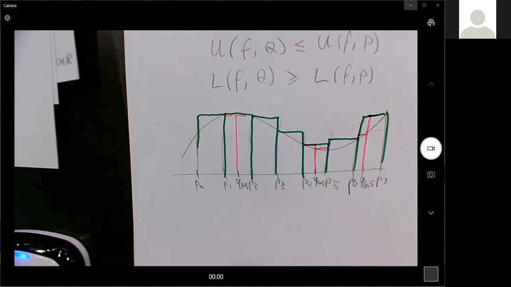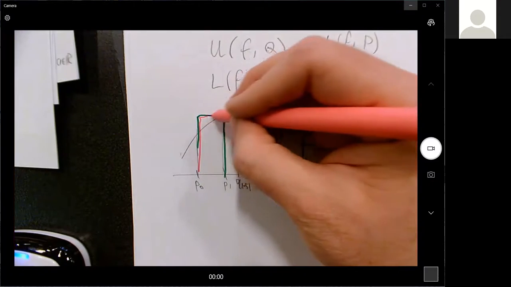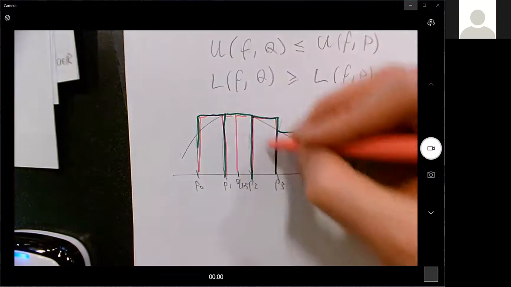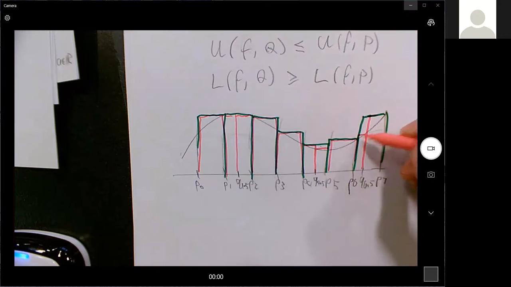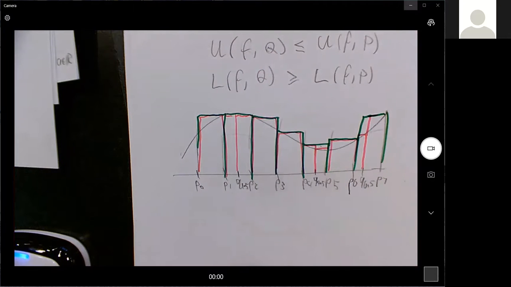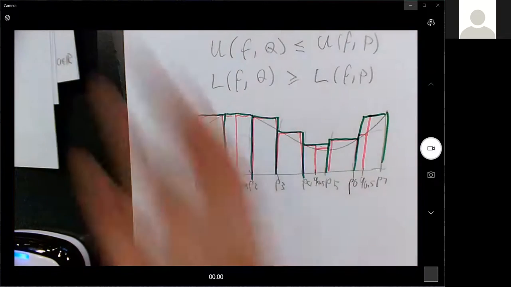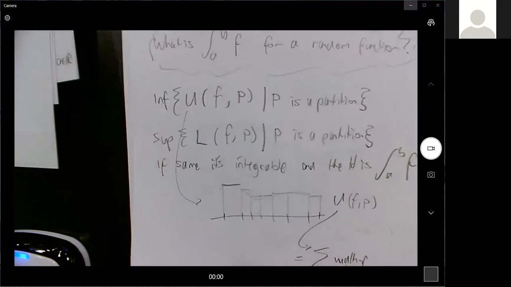And so the upper sum for Q is the same for these ones, but it's just a little bit less for these ones. So every time you refine it, the upper sum will get a little bit smaller and the lower sum will get a little bit bigger, and they'll tend to approach each other. Okay, cool. Just wanted to make sure I had the vibe of all of this stuff.